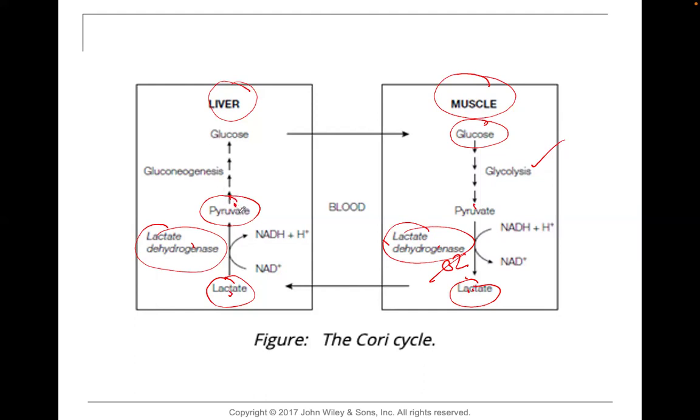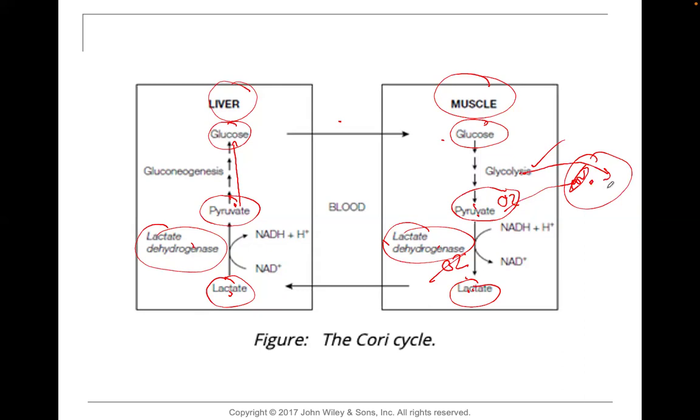And from pyruvate, pyruvate can go back to glucose. And then glucose enters the blood, finds its way to the muscle, and then glucose can be broken down to pyruvate. If oxygen is available, then this pyruvate is going to go into the cell, into the mitochondria. The pyruvate is hanging out here in the cytoplasm because that's where glycolysis takes place, in the cytoplasm.